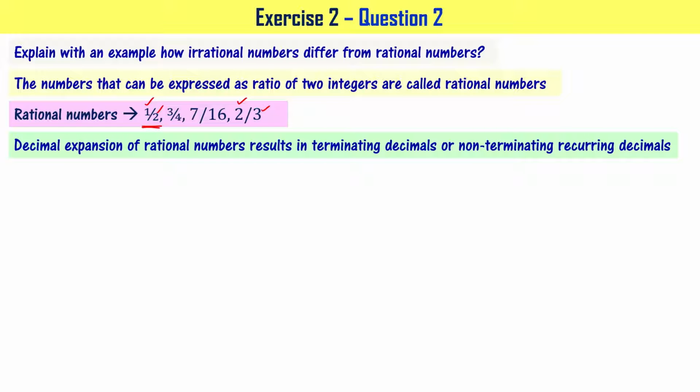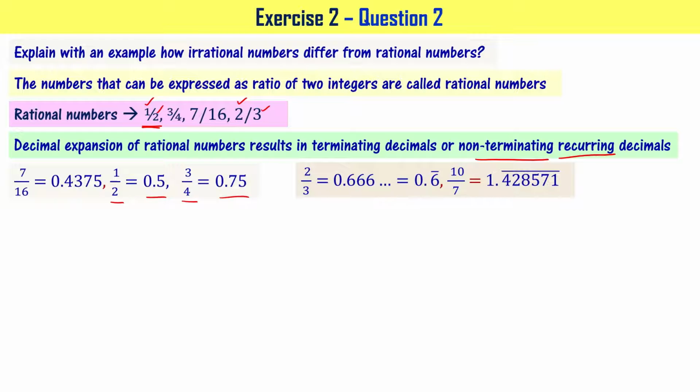And we also know that decimal expansion of rational numbers results in terminating decimals or non-terminating recurring decimals. Please note this. When you have non-terminating, you have recurring decimals for rational numbers. For example, 7 by 16 can be written as 0.4375. Half can be written as 0.5 and 3 by 4 can be written as 0.75, right? In all these cases, the decimal expansion is terminating, right?